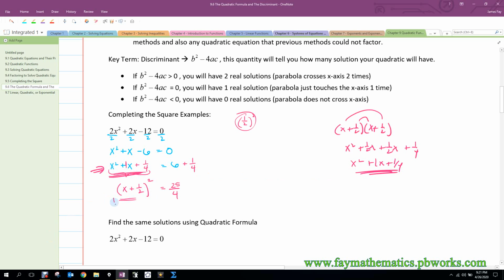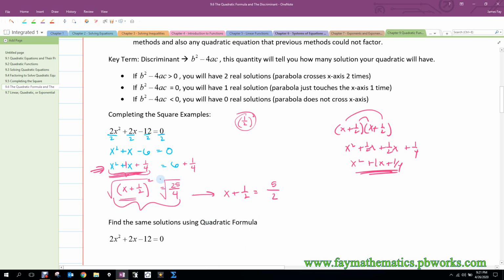So this is identical to this right here. It's just written differently. Now that we have this, we can actually try to solve for x by taking the square root of this side and the square root of that side. The square root of the left side is going to be x plus 1/2. And the square root of the right-hand side: the square root of 25 is 5, and the square root of 4 is 2.